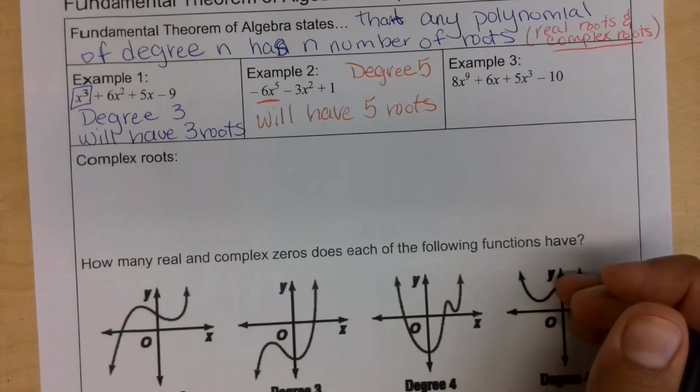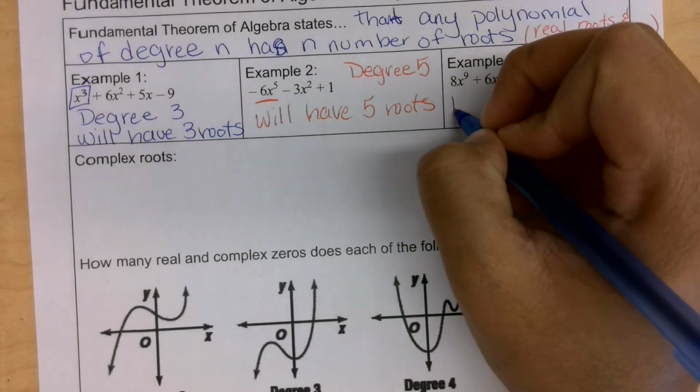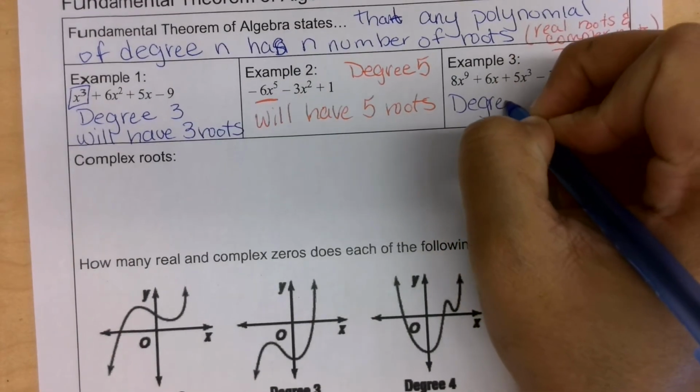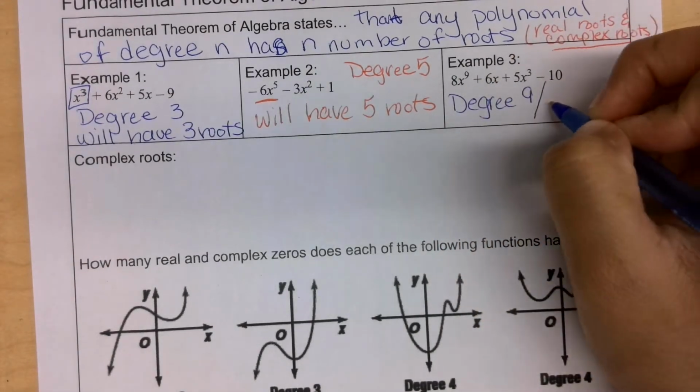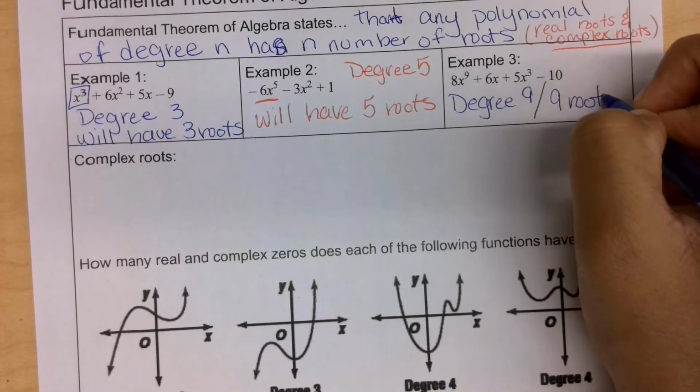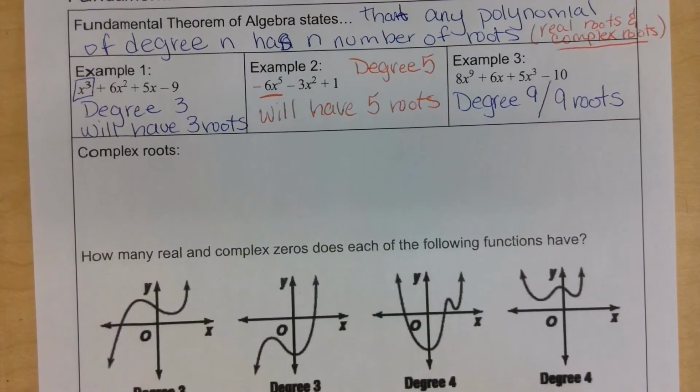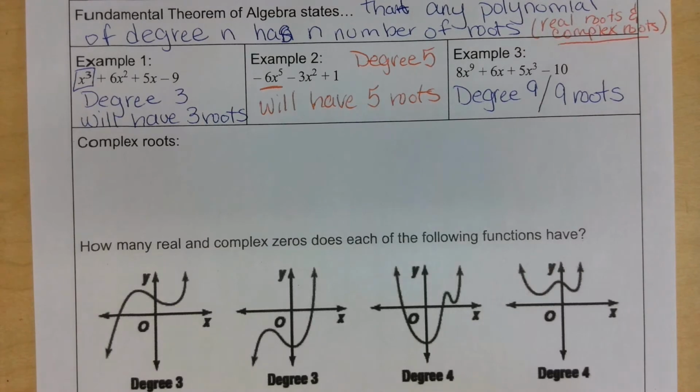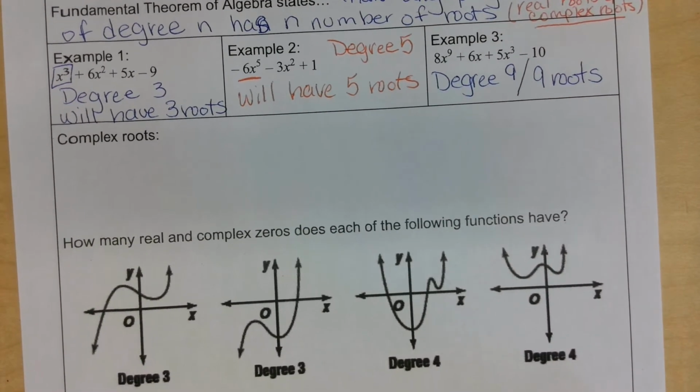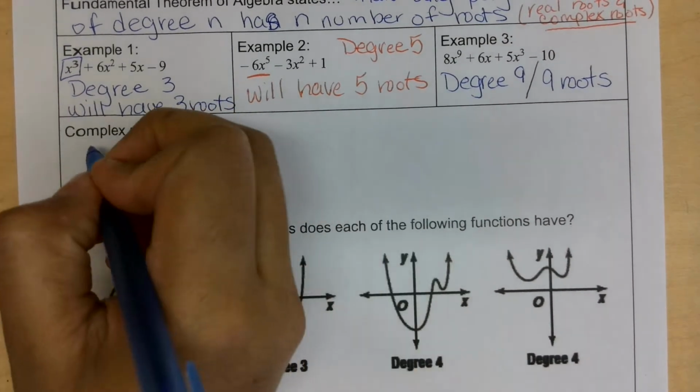All right, so hopefully you paused the video and tried it. The degree on number 3 is 9, so this function will have 9 roots. All right, any questions? Hopefully not. So let's go ahead and talk about complex roots.